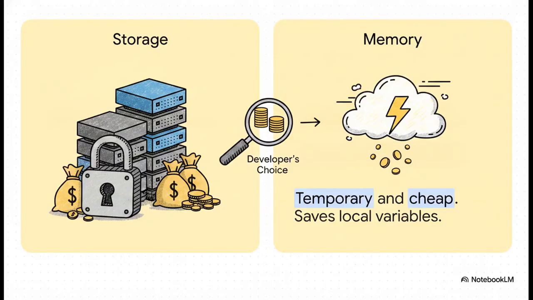So as a developer, the choice you make here is absolutely crucial. You have to intentionally decide between the persistent, super expensive storage for your state variables or the temporary, cheap memory for your local logic. It's a total balancing act.